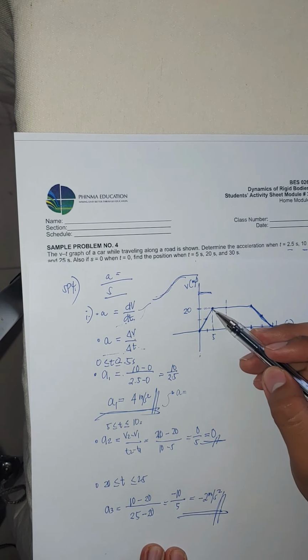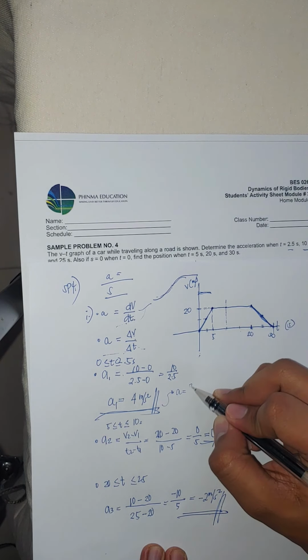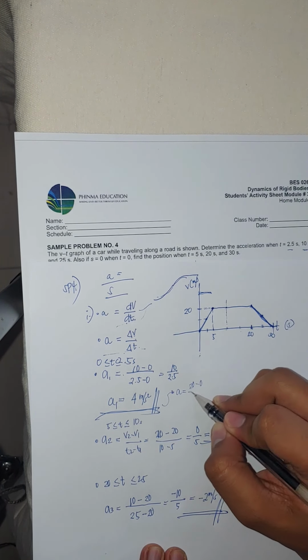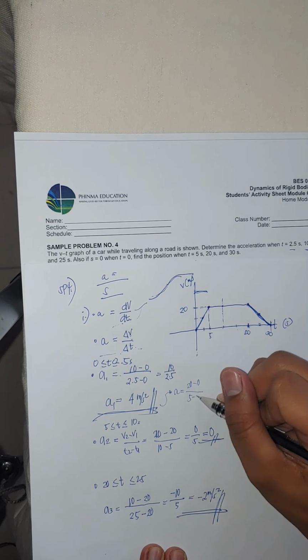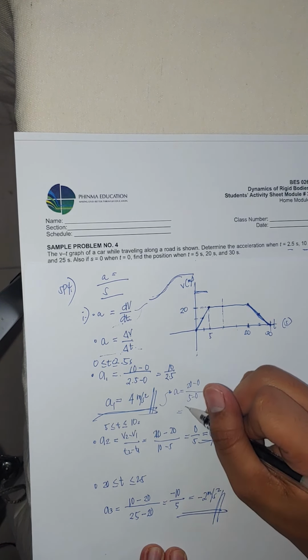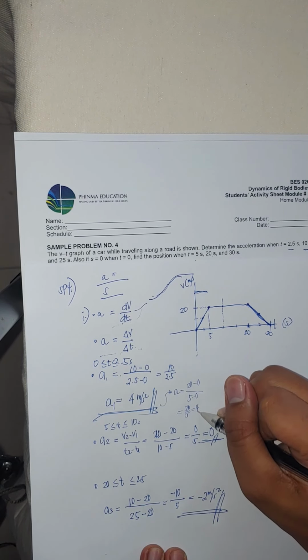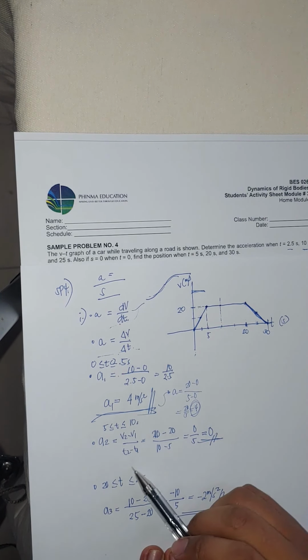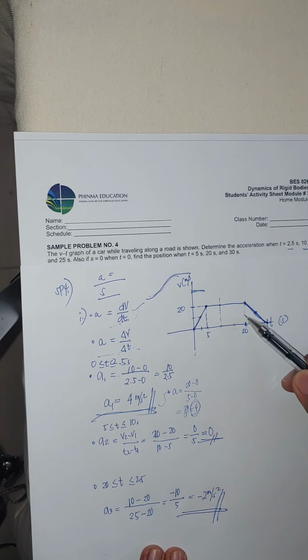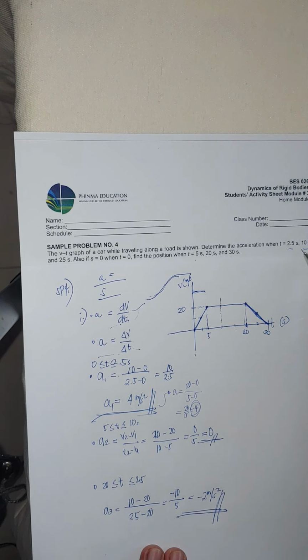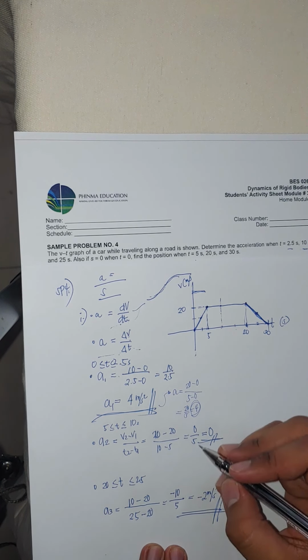is just equal to 20 minus 0 over 5 minus 0, that is equal to 20 over 5, that is still 4 meters per second squared. For the second one, we can just safely assume our solution for the acceleration is from this point, 20 seconds to 5 seconds, to get the acceleration at 10 seconds. They are all the same.